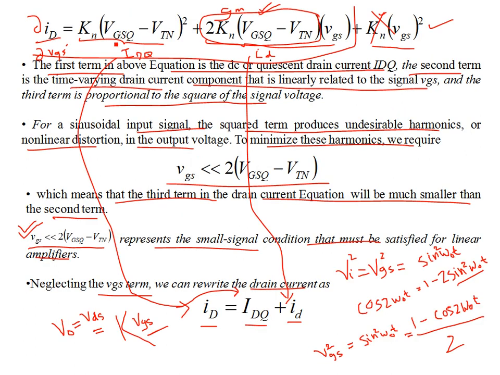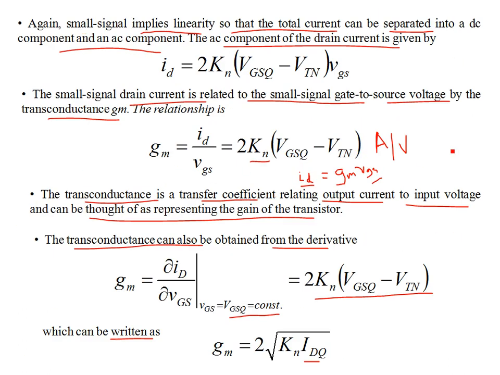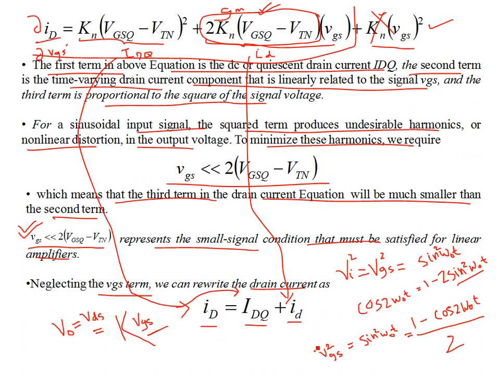If you take the square root of that, it is (VGSQ minus VTN) times the square root of Kn. The transconductance is twice Kn (VGSQ minus VTN), so you can express this in terms of IDQ. This is your IDQ, so if you take the square root, it comes in the square root with Kn.